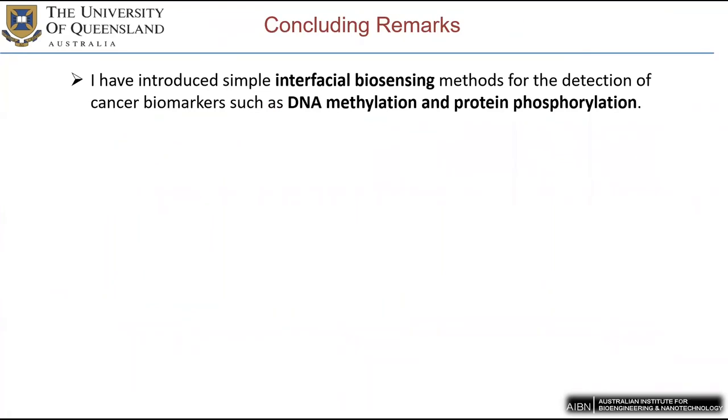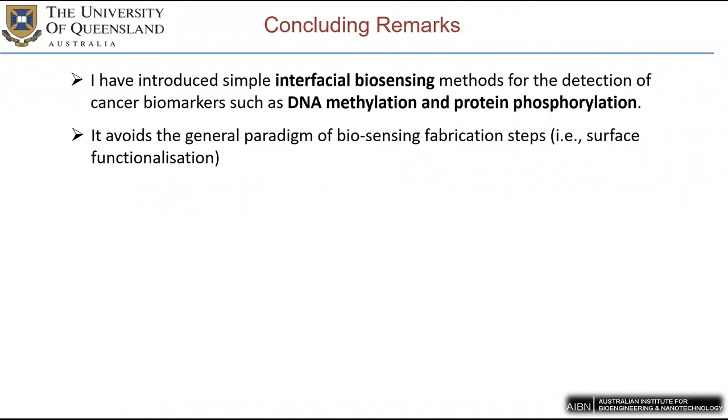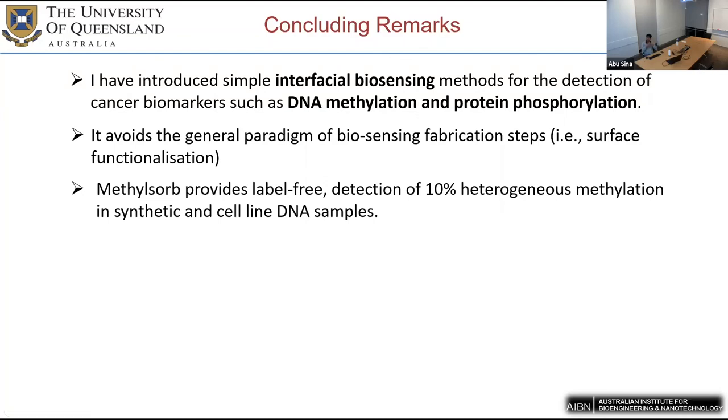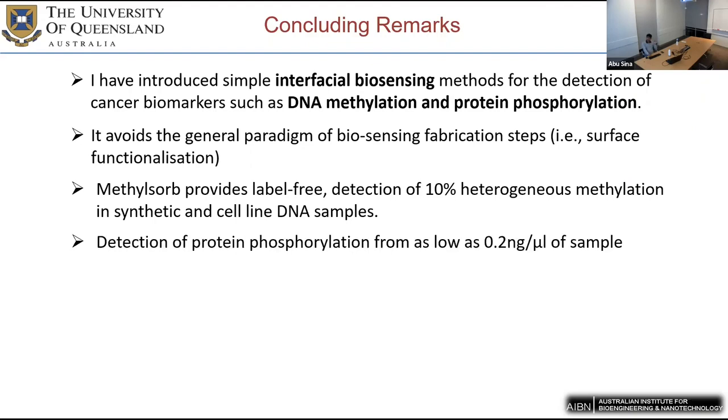So finally, in summary, I have introduced simple interfacial biosensing methods for the detection of cancer biomarkers such as DNA methylation and protein phosphorylation. This interfacial biosensing system avoids the general paradigm of biosensing fabrication steps, for example, surface functionalization, and also provides label-free detection of 10% heterogeneous methylation in synthetic and cell line DNA samples, and detection of protein phosphorylation from as low as 0.2 nanograms per microliter of sample.